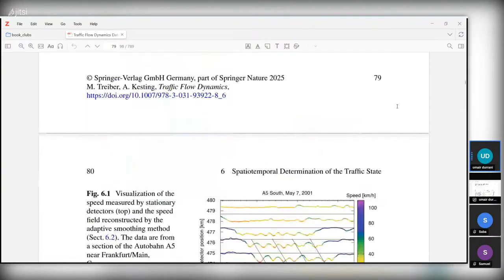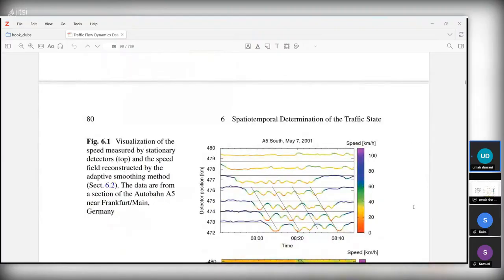So we have looked at this figure before, which is about detector data. On x-axis, we have time. On y-axis, we have the detector position in kilometers. And we can see for each detector the time series of the macroscopic speed. The speed is also colored. And we can see the stop and go waves.